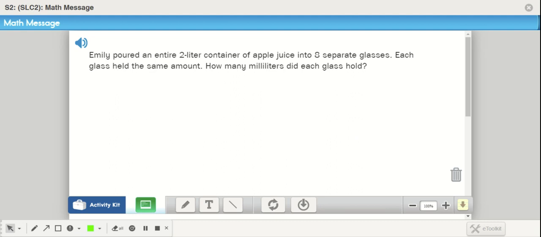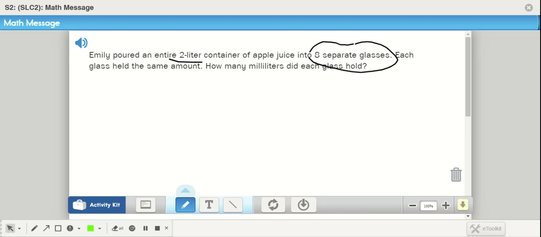Cassett here, and I'm going to go ahead and teach you 7-8 in your math workbook, which is division measurement number stories. So we will be working with converting some measurements on this as well as division. You can see in front of you that there's a story problem. Emily poured an entire 2-liter container of apple juice into 8 separate glasses. Each glass held the same amount of liquid. How many milliliters did each glass hold?